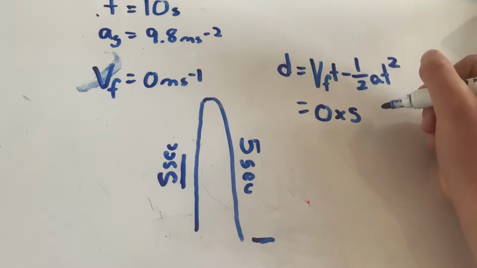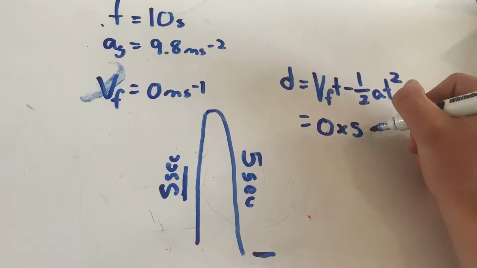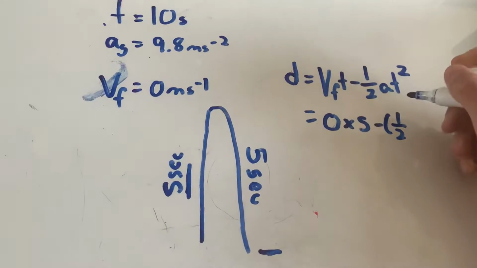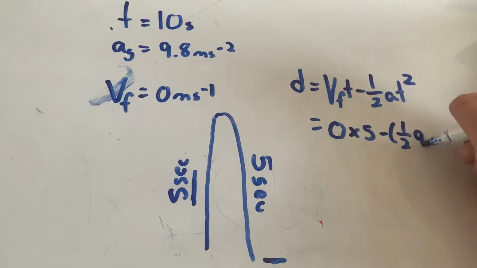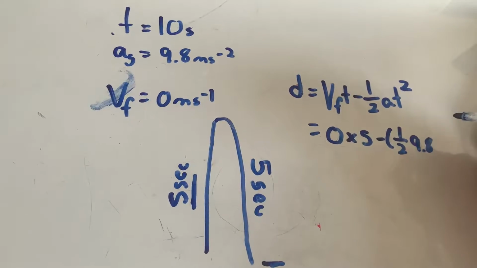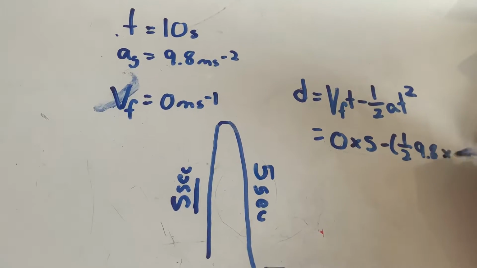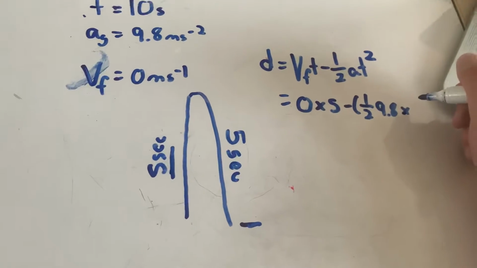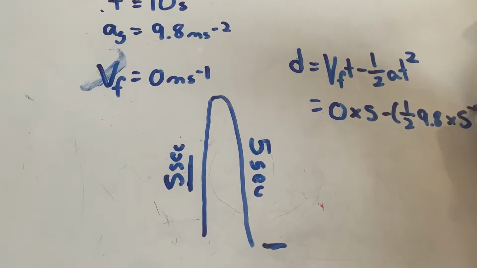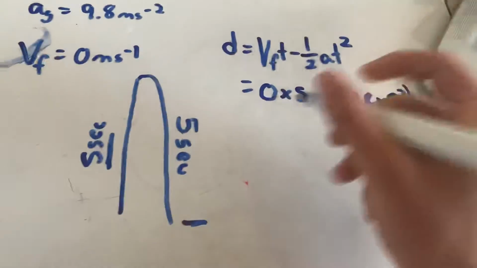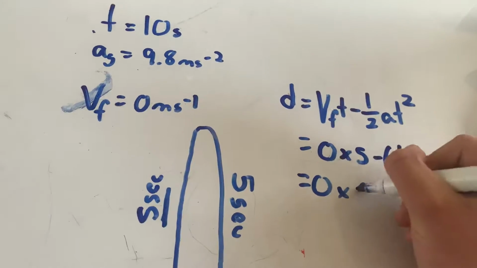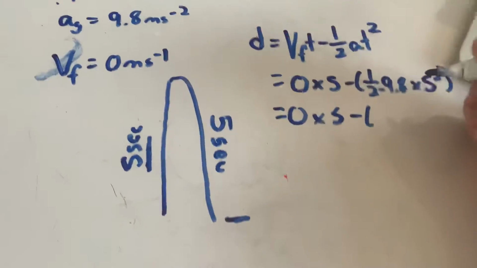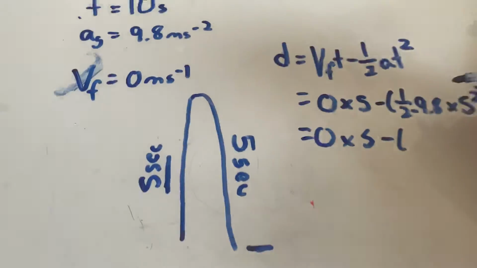minus, I'll just put it in brackets so it's easier, half of acceleration, so 9.8 times 5 squared. And that's just going to come down to 0 times 5 minus, gotta put a negative there because the force is going down, so it's negative 9.8.